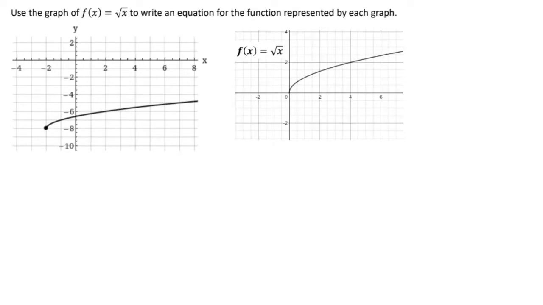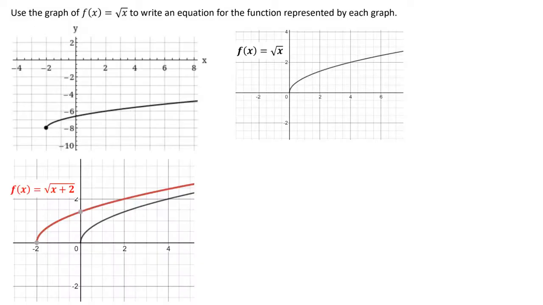So the first transformation that I see from my parent function is that my graph got shifted to the left 2 units. So to represent that shift, it is given by this equation, the square root of x plus 2. I'm adding 2 to the x, which is going to make my graph shift 2 units to the left. Now I know what you're thinking. It moved to the left, but I have a plus 2.